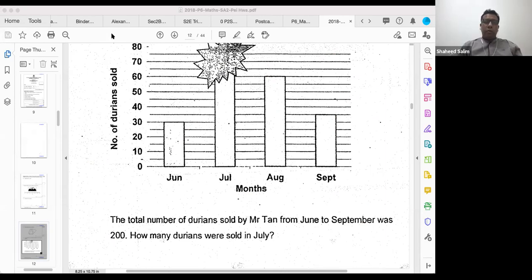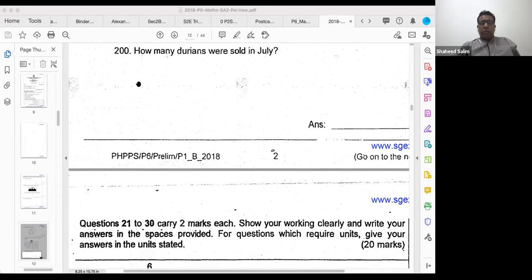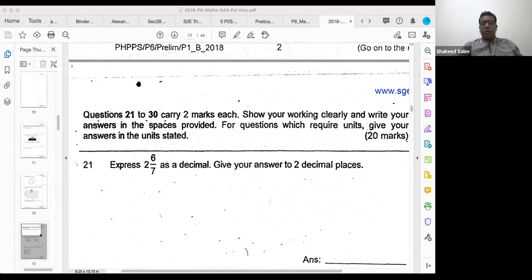We have another 40 minutes more. This one now, you've got to make it a decimal. How to do this? Take 6 divided by 7, find out what the answer is as a decimal, and then you put 2 point something. The answer down here is 2 point something lah. So what is it?